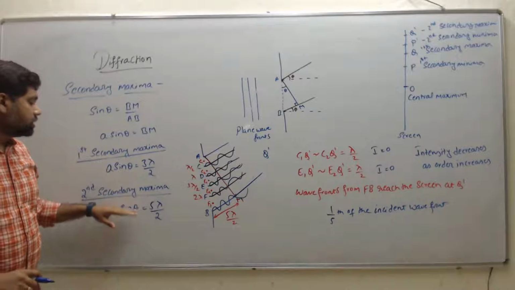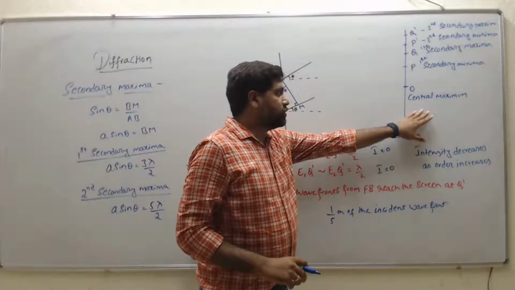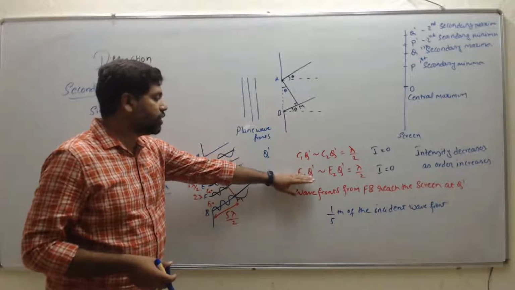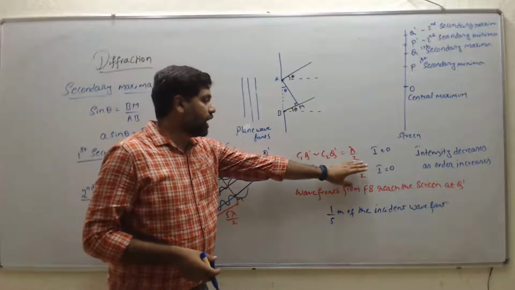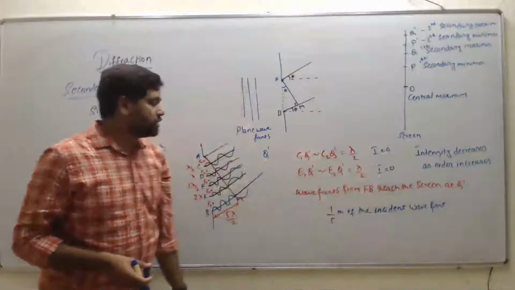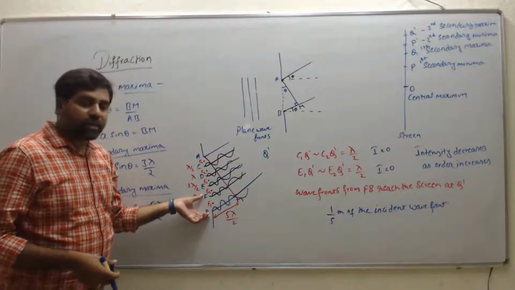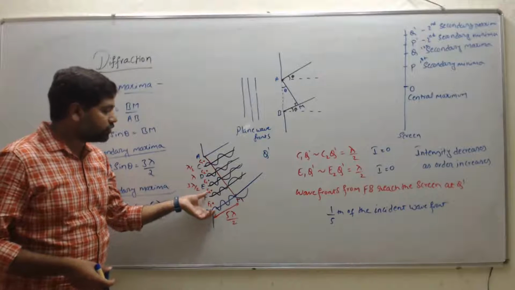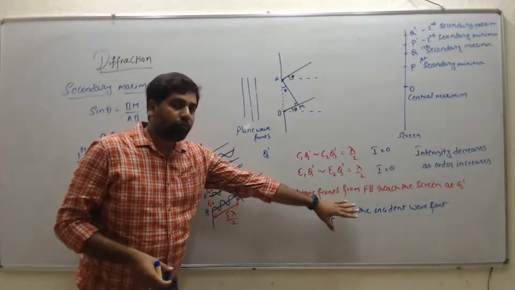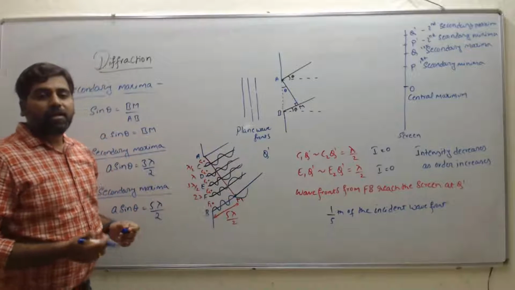Here we are getting the secondary maxima, but the intensity is less compared to that of the central maxima, right? Because the waves coming from these parts are out of phase, hence they cancel out, and we get intensity 0. Only the waves coming from the in-phase part, that is FB, contribute. From here, the waves reaching the point Q are only 1/5 of the incident wavefront. Hence, the intensity at Q dash is less compared to that of the central maximum.